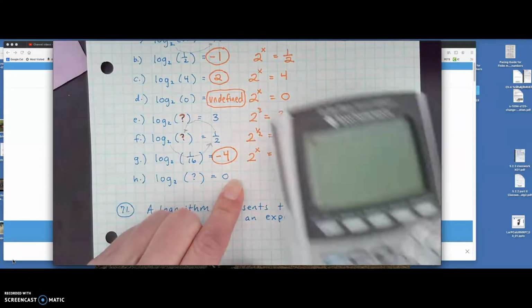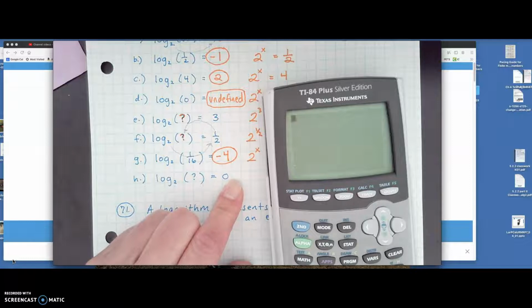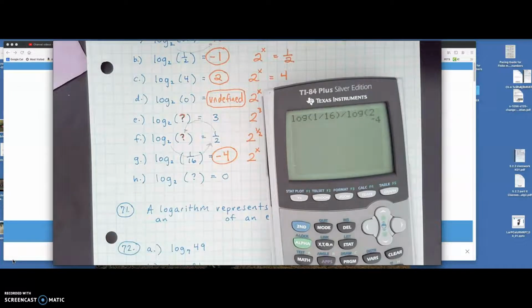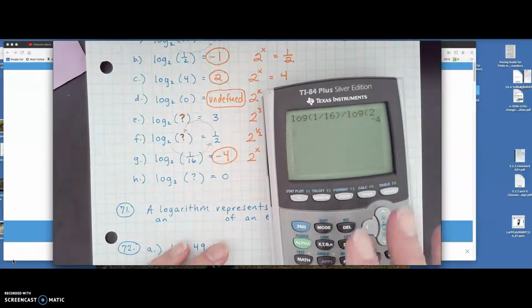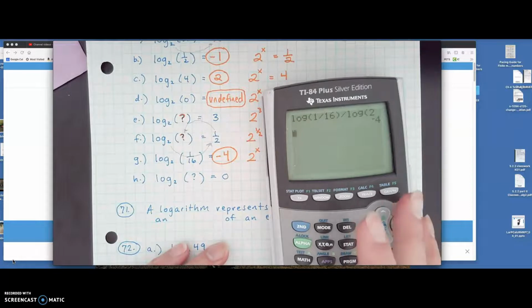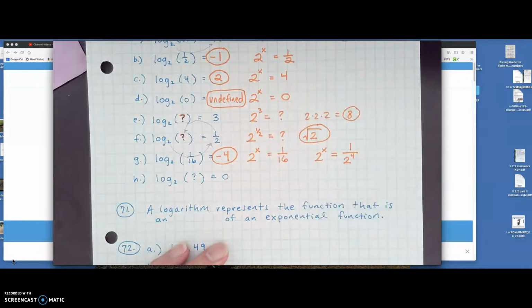And I'll just plug that in the calculator just to verify it. So log of 1/16 divided by log of base 2. And we got -4. Again, this is just kind of like easing into logarithms. It's not very intuitive at first. I'll probably come up with some more notes. This is kind of jumping into the classwork.